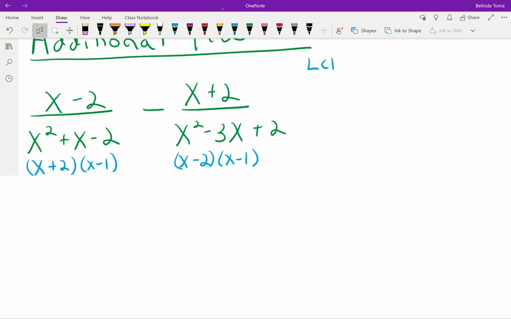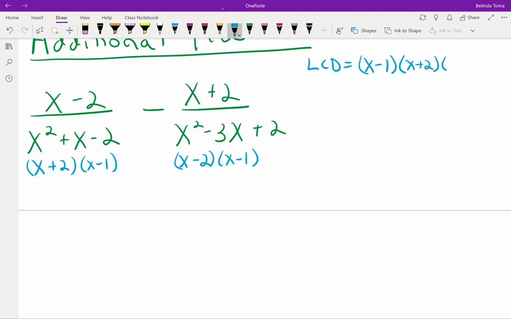So what I'm going to do then is make the LCD. I see that I have a common factor of x minus 1. Remember, I only use that once because both of the fractions include that. X plus 2, though, I need to include, and I need to include x minus 2. All of the factors, the most times they occur in any one of the fractions.